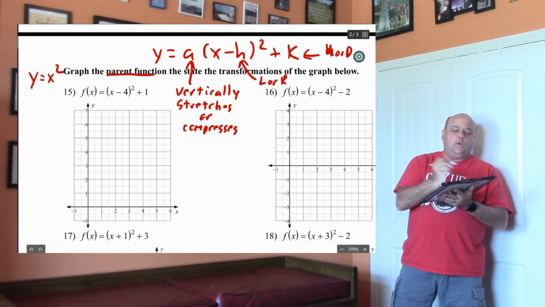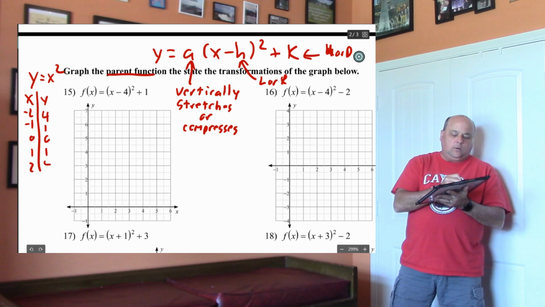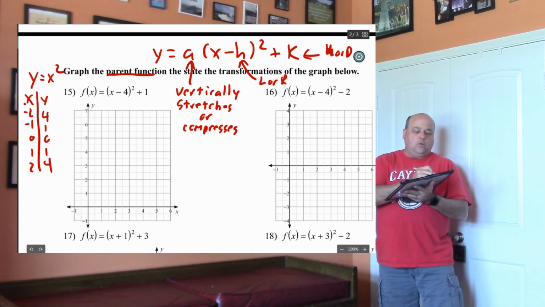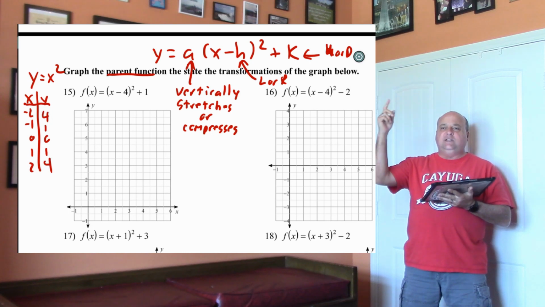The parent function's y equals x squared, and remember the t-chart was -2, -1, 0, 1, 2, and it was 4, 1, 0, 1, 4, right? That's the t-chart for the parent function. Okay, so it says to graph the parent function every single time.